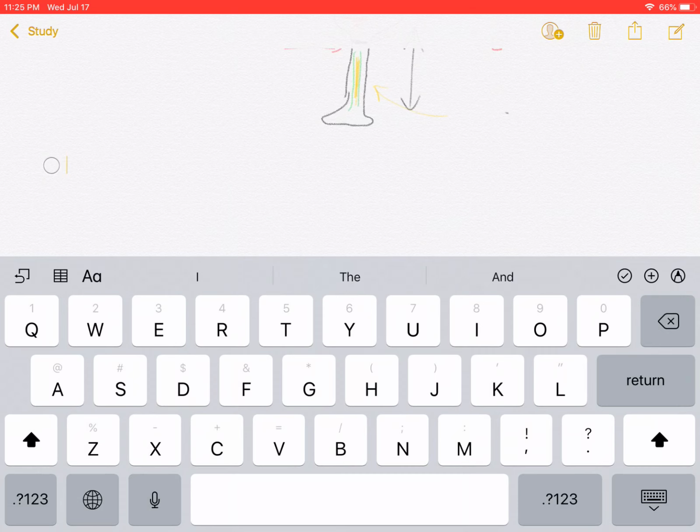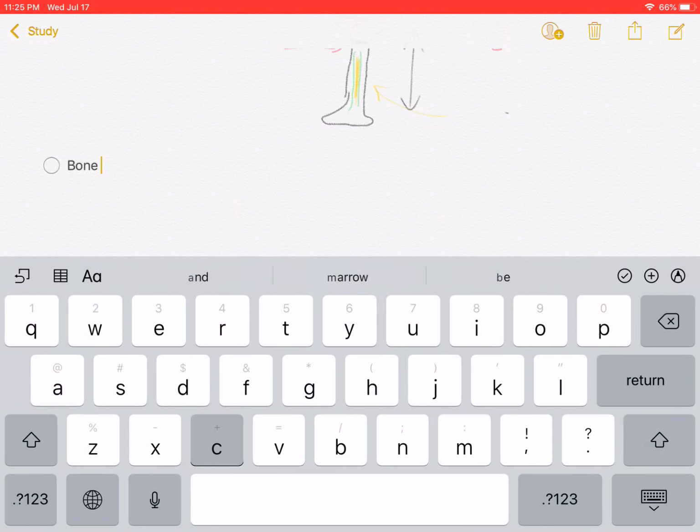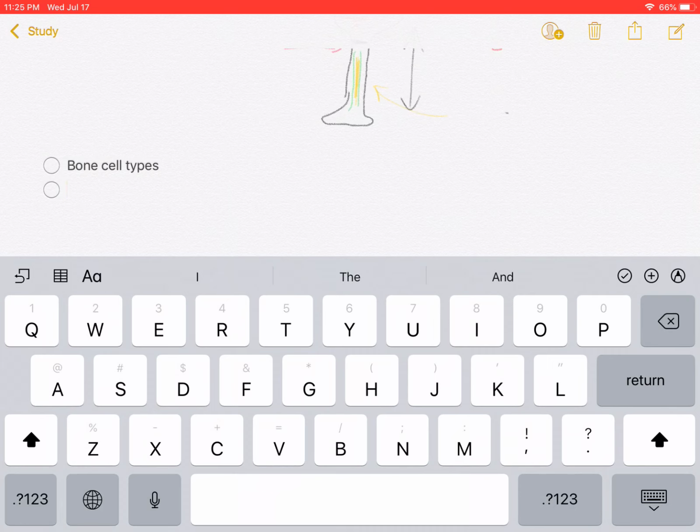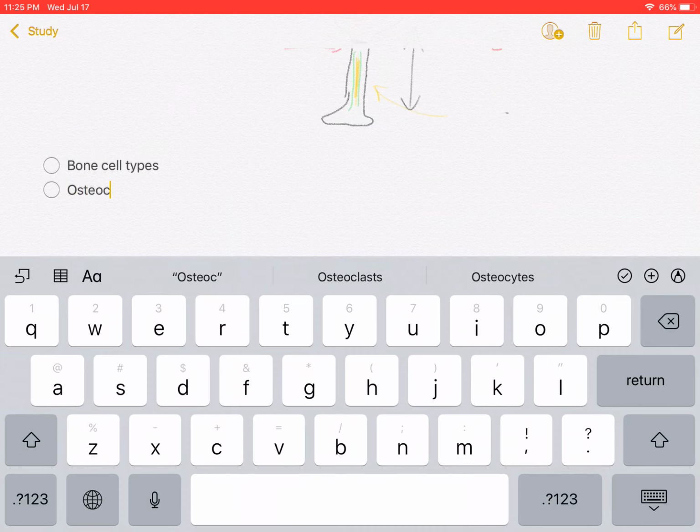Now let's talk about some cells, right? Let's talk about the actual bone cell types. So bone cell types, what are they? We have our osteocytes, and the osteocytes are former osteoblasts that have become trapped in the matrix. That's pretty much how you can visualize it.